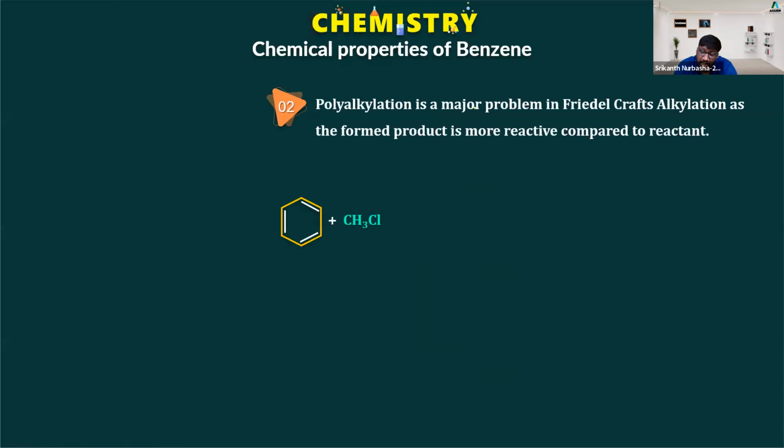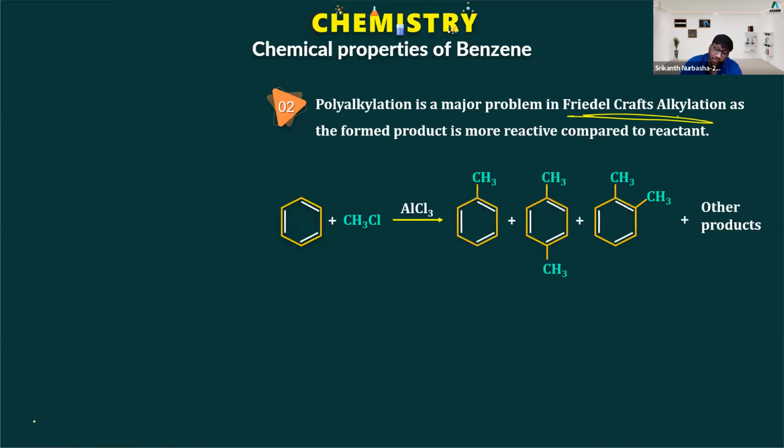And polyalkylation is a major problem in Friedel-Crafts alkylation. What is the major problem in Friedel-Crafts alkylation? Polyalkylation. Why? Because if you try to do the Friedel-Crafts alkylation, you always end up with a mixture of products. Why? Because whatever the methyl is going to be substituted, that is an electron donating group. When compared to benzene and methyl benzene, which is more reactive, students?